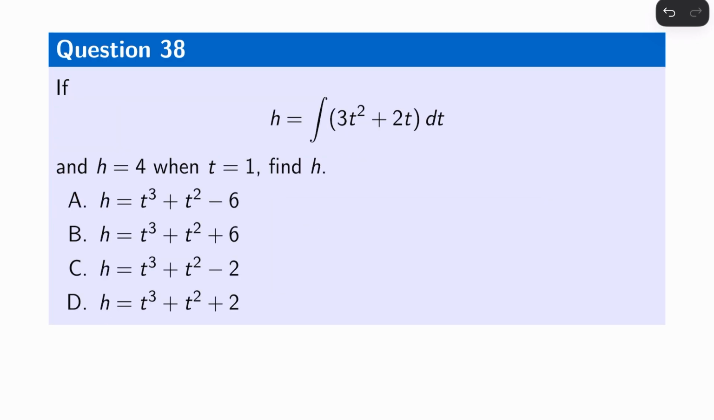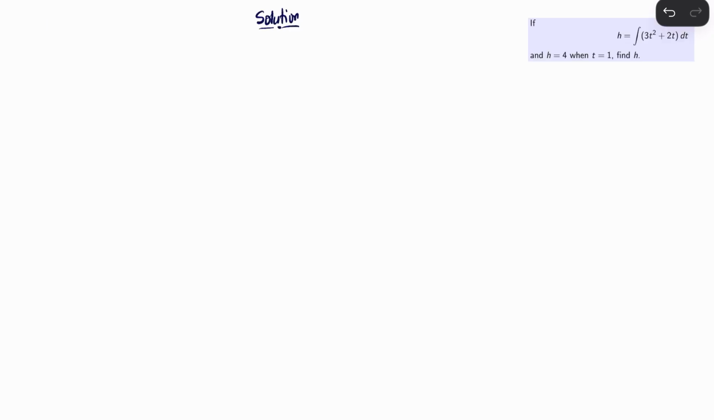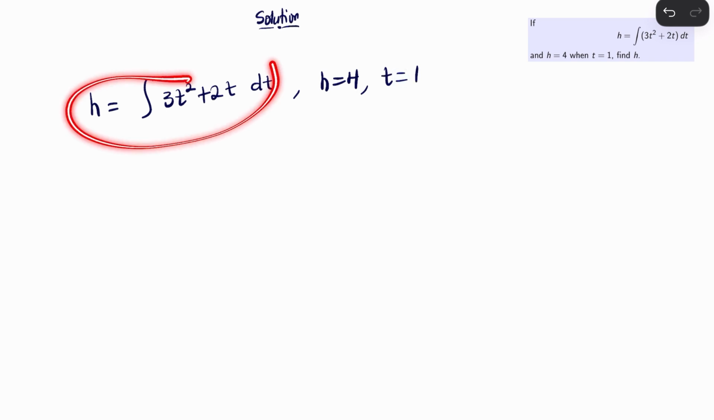Question 38. If h is equal to the integral of 3t squared plus 2t dt, and h is equal to 4 when t is equal to 1, find h. Solution. Here we have h giving us the integral of 3t squared plus 2t dt, and h is equal to 4 when t is equal to 1. So now let's compute this integral.